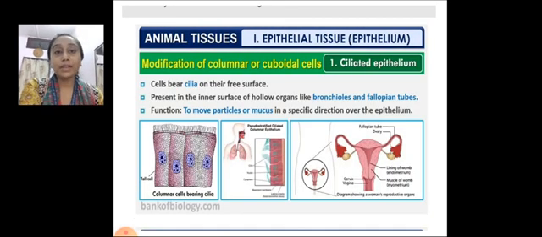Then we studied about the modification of these columnar or cuboidal cells. We have found two modifications. Number one modification is the ciliated epithelium, where the free surface of the epithelium has got cilia, and they are basically present in the nasopharynx of the human respiratory tract and in the fallopian tube to guide the ova out towards the uterus from the ovary.